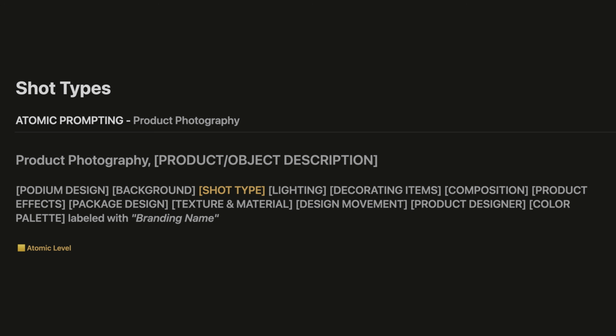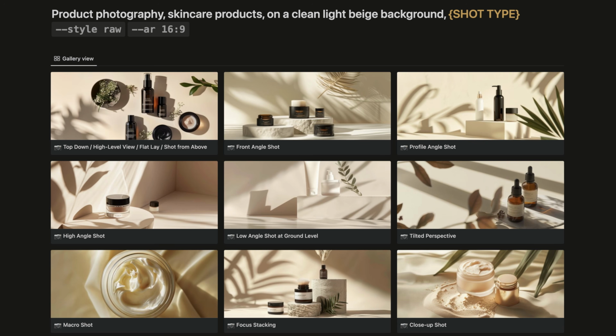Next element in our prompt structure is shot type. It specifies the angle and perspective of the shot, such as top-down, front angle, or high-angle shot. It helps in focusing the viewer's attention to the product in a desired manner. Now, let's visually compare different shot type keywords and their impact on the final photo. Feel free to pause the video and take a deeper look.